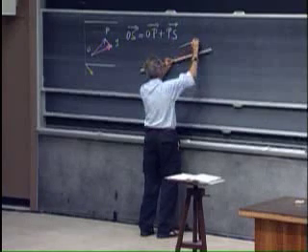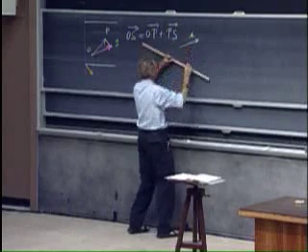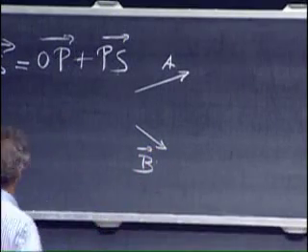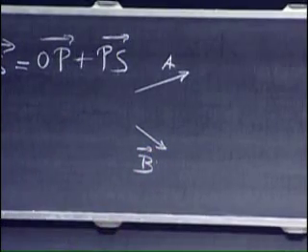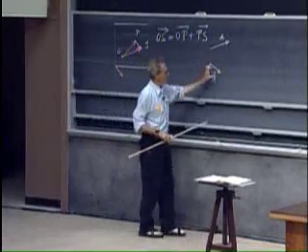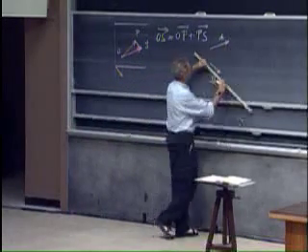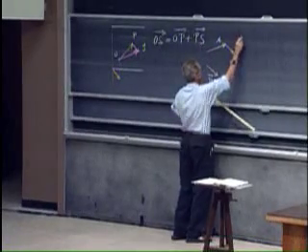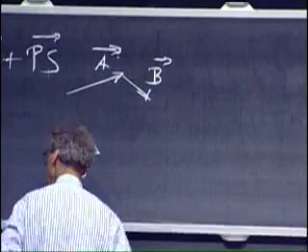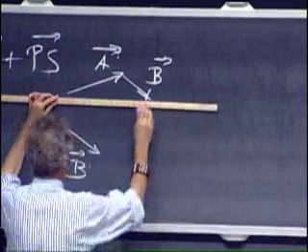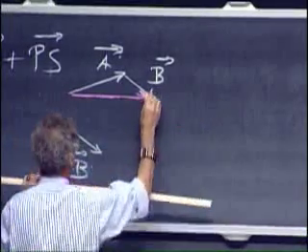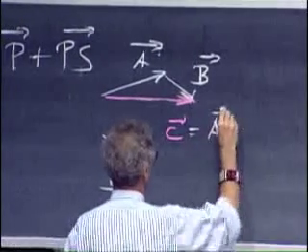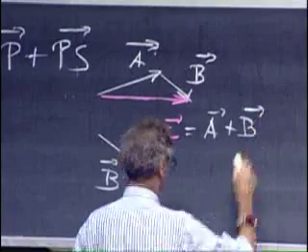There are various ways that you can add vectors. Suppose I have here a vector A, and I have here a vector B. Then you can do it this way, which I call the head-tail technique. I take B, and I bring it to the head of A. So this is B. This is a vector. And then the net result is A plus B. This vector C equals A plus B.